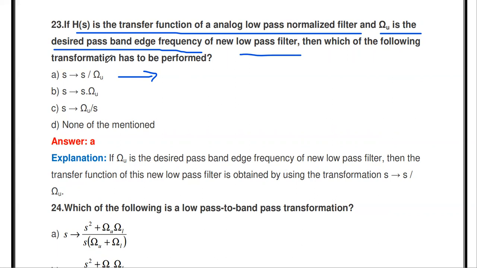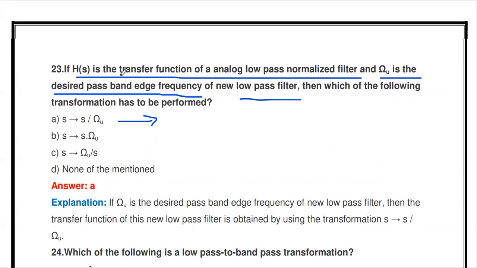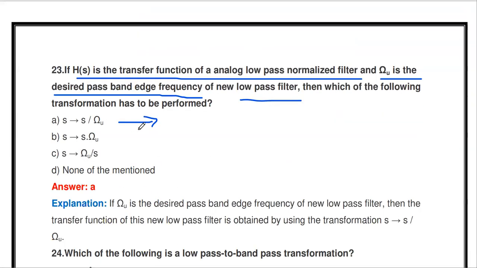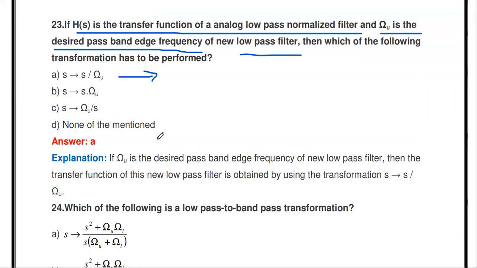If we want to convert low pass to high pass, as in the previous question, you replace S by omega U by S. If we want to convert normalized low pass into our desired cutoff frequency low pass, S is replaced by S by omega C. Both are reciprocal.